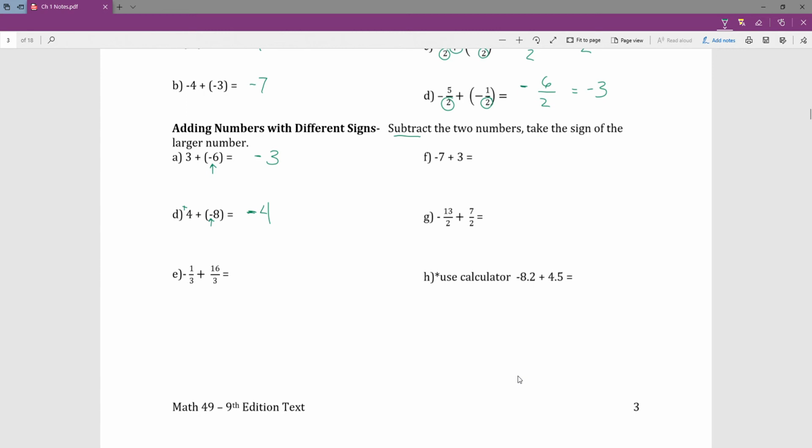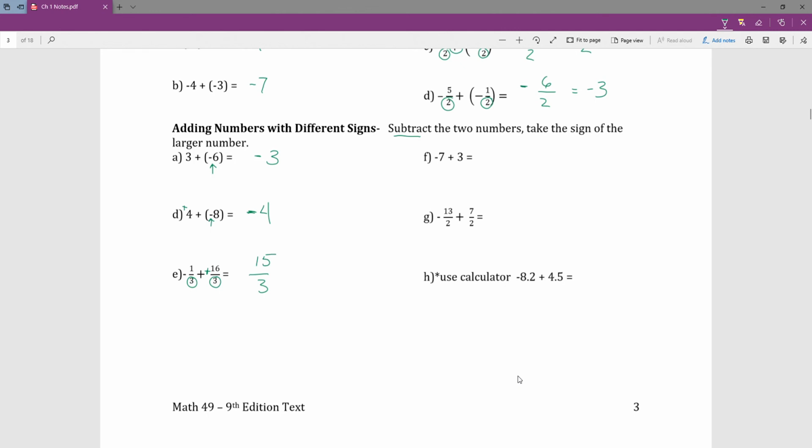I'm going to save, oh, I'll do the fraction one. So with these ones, I've got different numbers. I've got a positive, or sorry, that's a negative and a positive. And so what I'm supposed to do is take the difference of the numerators. Mercifully, again, I've got the same denominator, so I know it's going to be over 3. So I'm taking the difference of these numbers, that would be 15. And the larger sign wins.